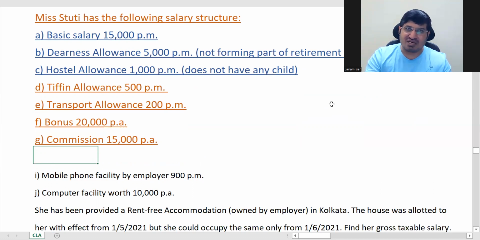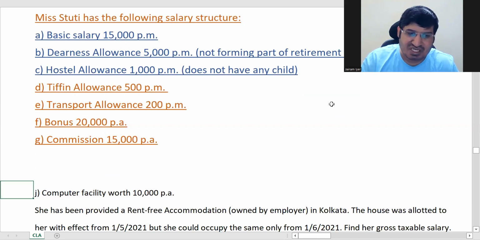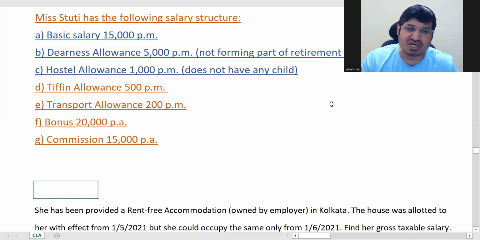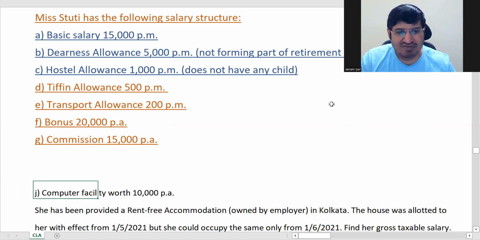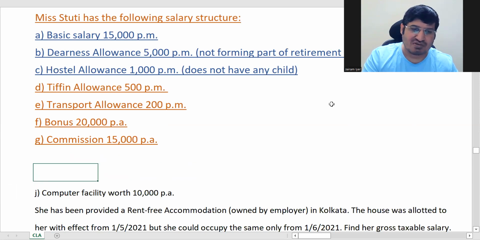Okay, this list ko main delete kar diya. It will not come in the statement at all. Mobile phone, we have said mobile phone facility is free, delete. Computer facility, again, that is computer which is using, that is the meaning of facility. Okay, so that's why computer facility is also not taxable. Clear, right? Why we deleted these three? Free refreshment is free. It's not a perquisite. Mobile phone facility is not a perquisite. Computer facility is not a perquisite. Okay.